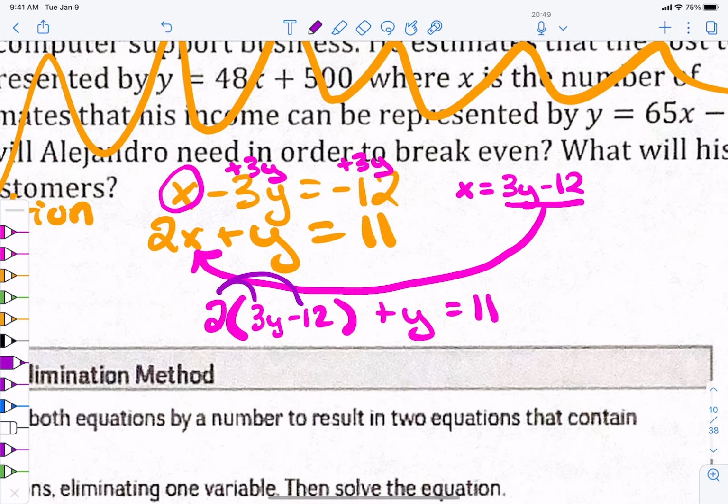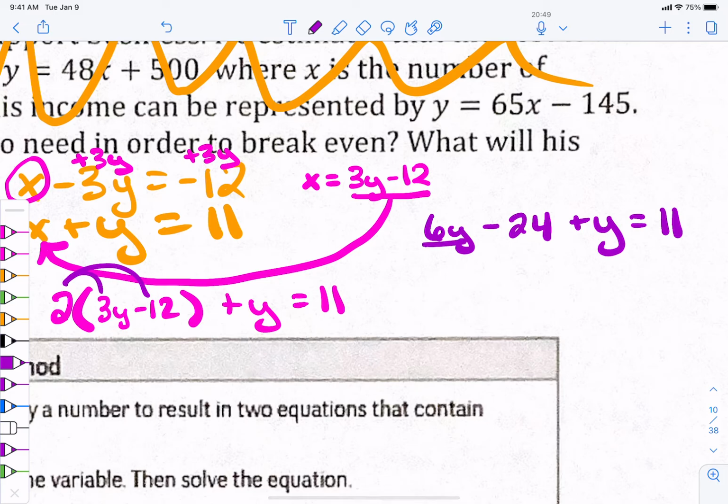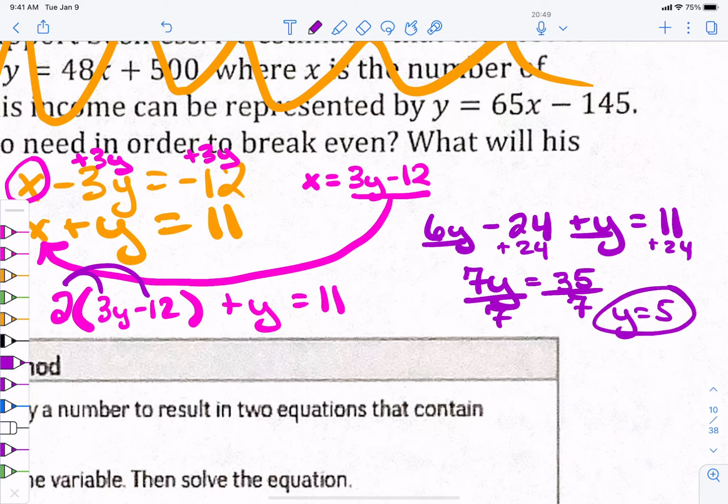Distribute the 2. Okay, so 2 times 3y, 6y minus 24, and then plus y equals 11. I'm just going to rewrite what comes after that, and then we just solve, right? And this is stuff that we solve for in the very first section. What are you going to do now? 6y plus y is 7y, okay? And then can we add the 24 over at the same time? Equals? Beautiful. I like it when that happens. And then divide by 7, y equals 5. Okay, good? And now what?